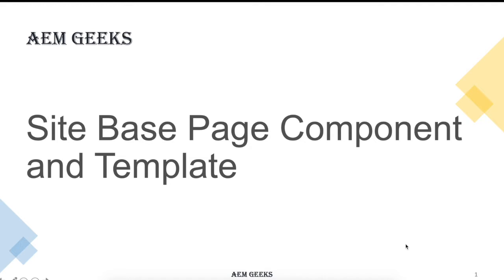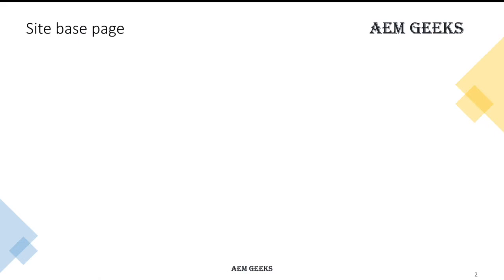Whatever common resources you are using throughout your site, like your page property dialog, your design dialog, rendering files, design, and client libs, we create those resources in your page component, and this page component is used as a resource for other components as well. So let's see how you can create a base page component for your site.